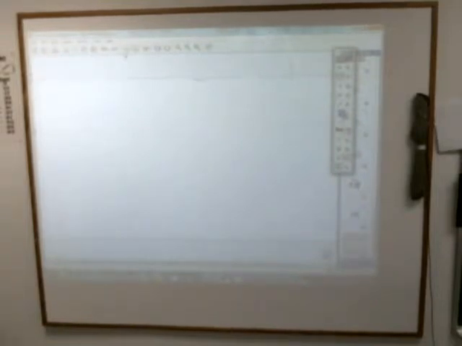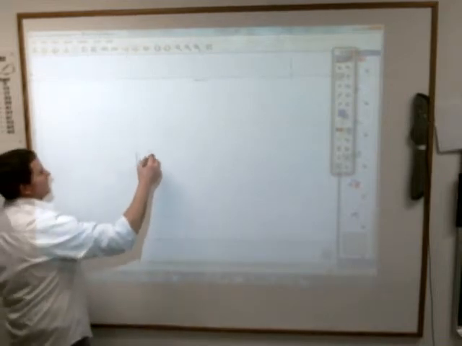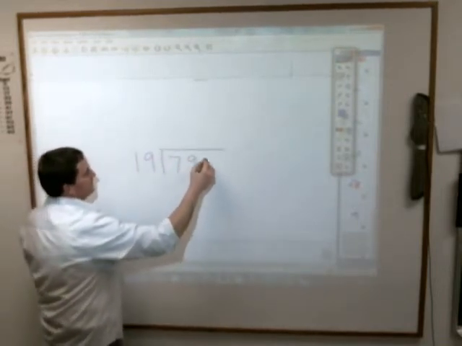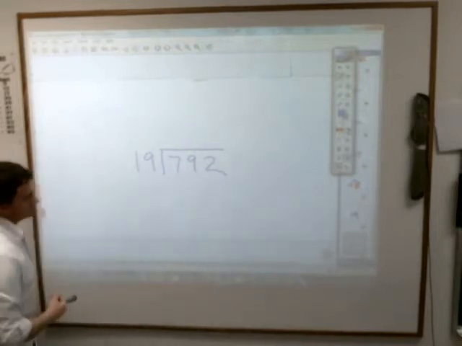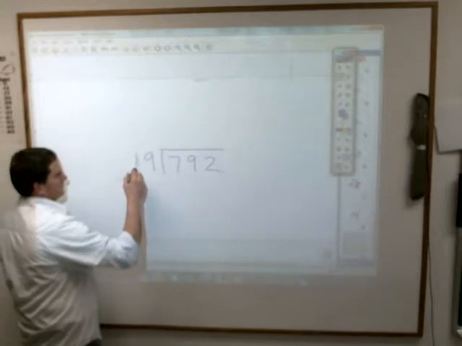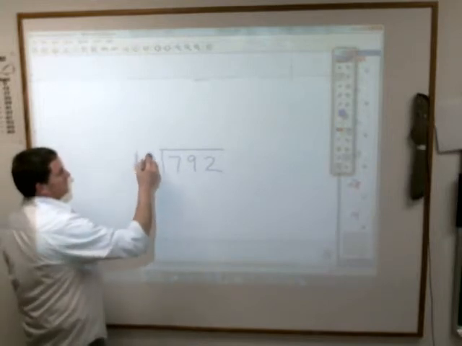How about this one? You do this one for me. 19 into 792. And you don't have to do this if you don't want to. If you're confused on it, it's just going to save you a boatload of time if you do. If you look at it that way, you're going to find yourself getting your homework done much quicker with these types of problems.